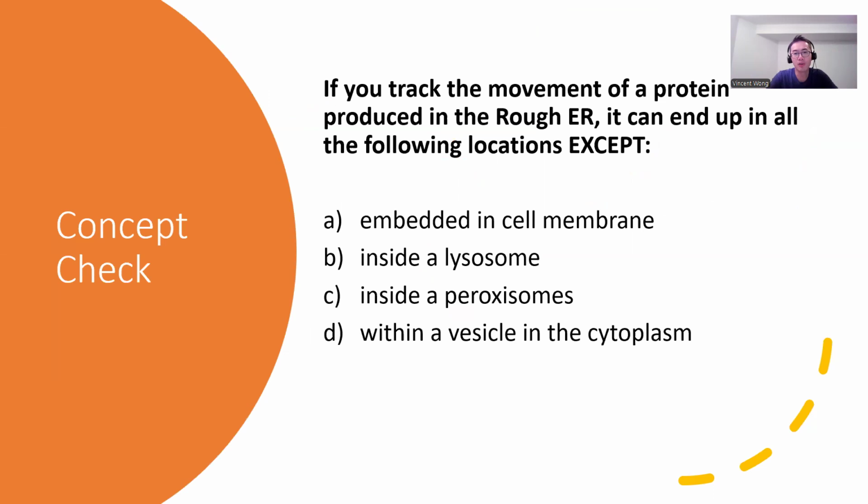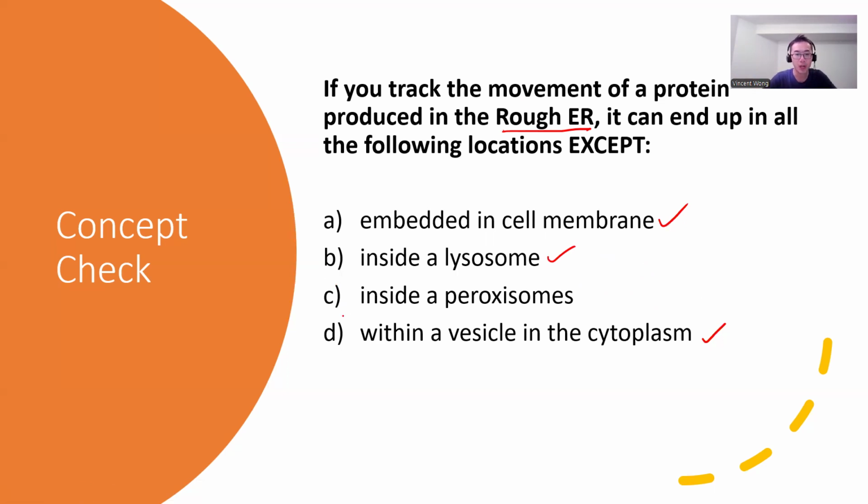If you track the movement of a protein produced in the rough ER, it can end up in all the following locations except... So I'll recap for you at the beginning, right? It can be part of the cell membrane, it can become the lysosome, and it could stay within the cytoplasm as well, right? Or it can be released out of the cell.